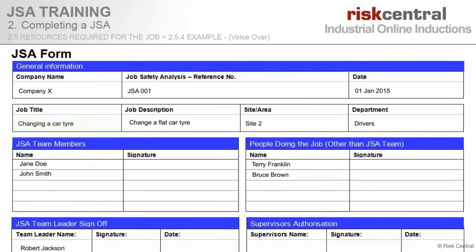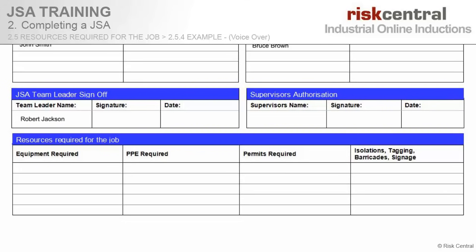A car tyre. Some equipment we might need includes wheel chocks, spare tyre, wheel spanner, car jack, high visibility vests, safety gloves, and row triangles.